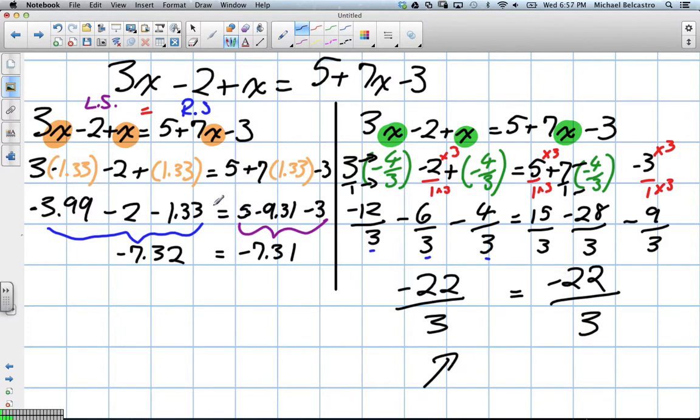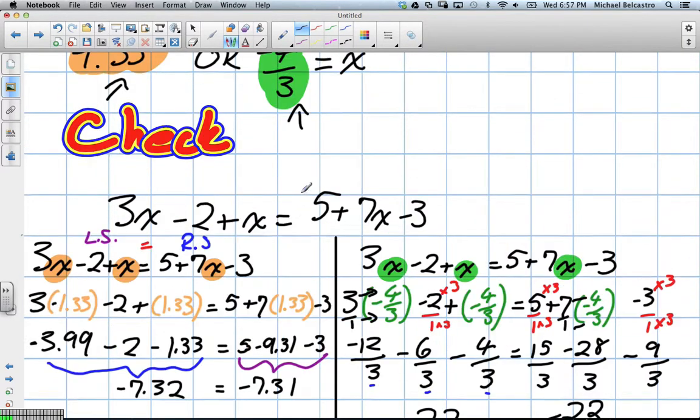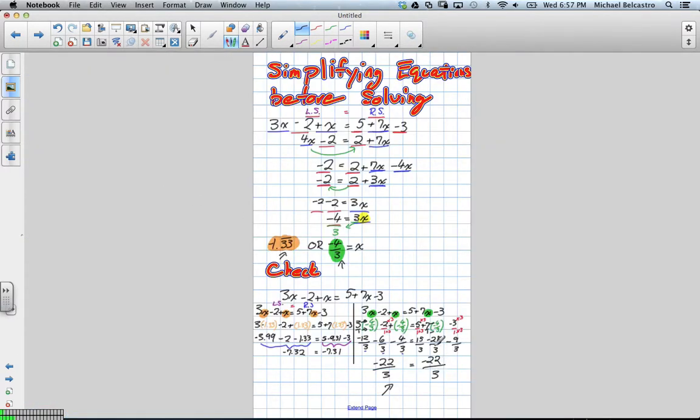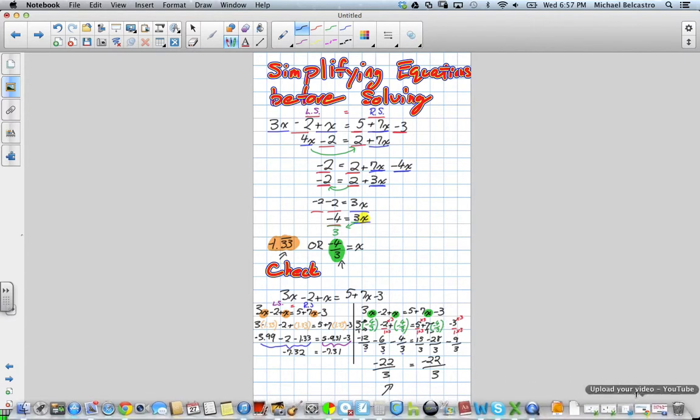Okay, so that's just an idea with the check. That's just a little bit of the checking. Really, the goal was to solve what x was equal to, and if we just checked one of the ways, we were good. But I just want to show you the difference between when we round and we check and when we use a fraction.